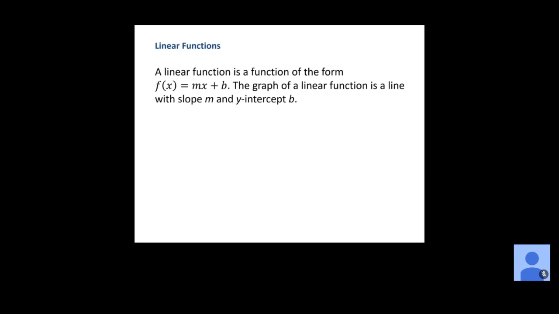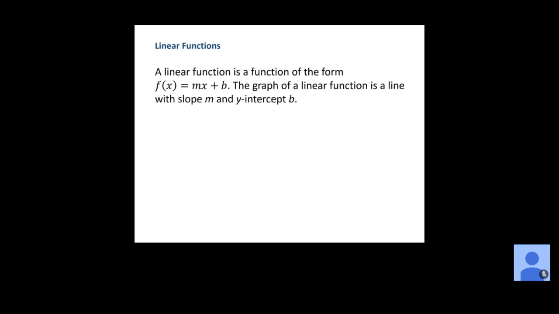All right, so first off, a linear function is any function that can be written in the form f of x equals mx plus b. So if you recall back to chapter 1, we've already talked about linear equations. Now we're just saying that linear equations are indeed functions because they pass that vertical line test. Every x value has exactly one y value associated with it.